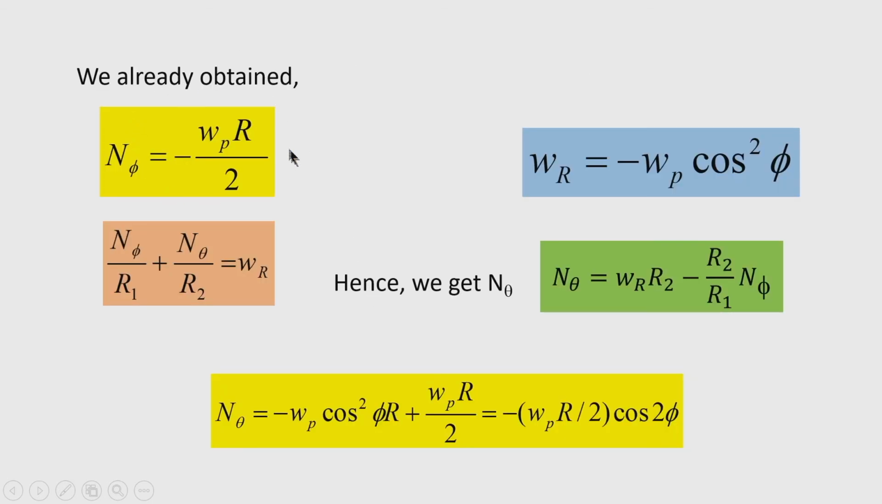Now, since n phi is obtained, we can now obtain n theta. The expression is this: n phi by r 1 plus n theta by r 2 equal to W r, and W r, as we have resolved earlier, is minus W p cos square phi. So, after substituting all these values here, the n theta is calculated as minus W p cos square phi into r plus W p r by 2, and after simplification we can write it as minus W p r by 2 cos 2 phi. Now, we can see the variation of n phi and n theta with the change of angle phi.